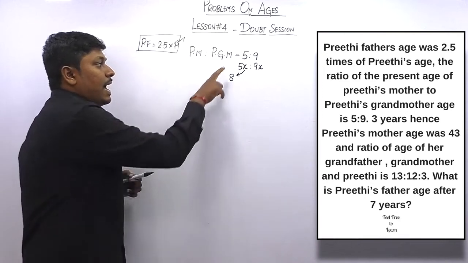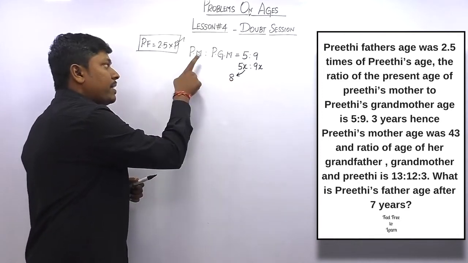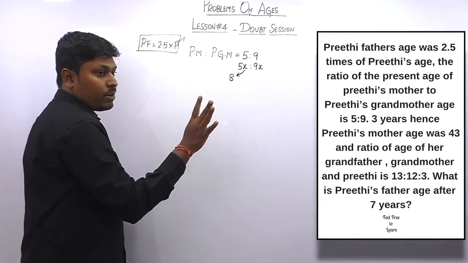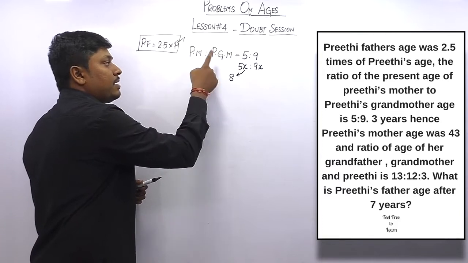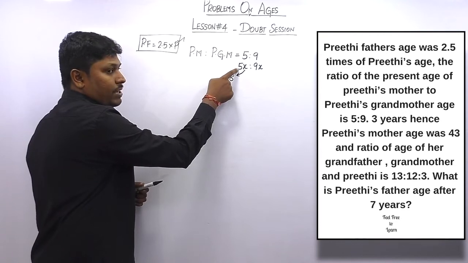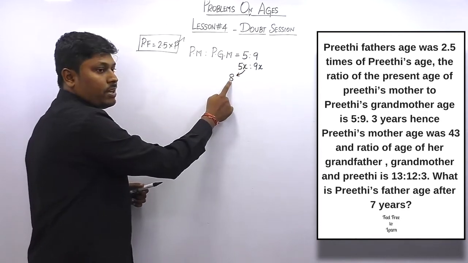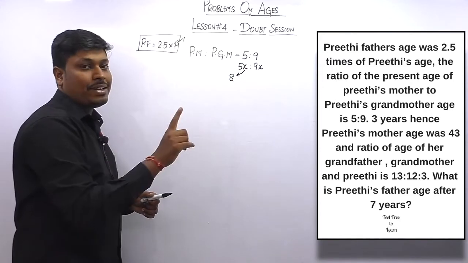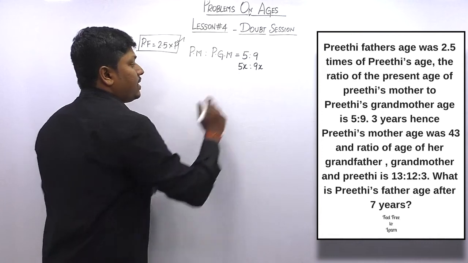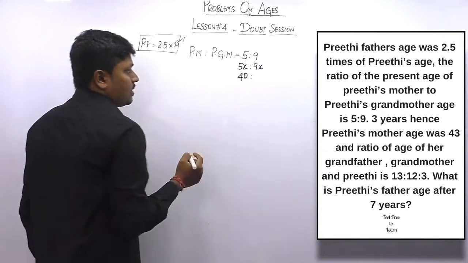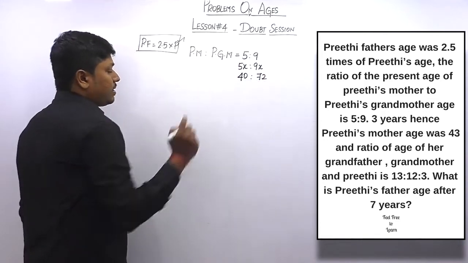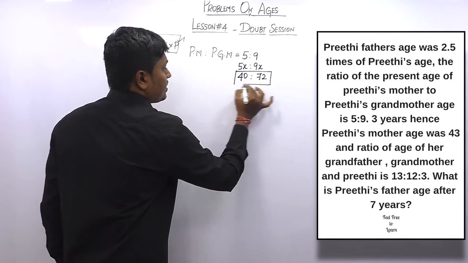What they are saying is from this point, after 3 years, Preeti's mother's age is 43, then before 3 years definitely Preeti's mother's age will be 40. So we already know that Preeti's mother and Preeti's grandmother's ages are in the ratio 5:9. Now we know that Preeti's mother's age is 40. So definitely 5 into 8 will be 40. So we can say the value of x should be definitely 8. So 8 5s are 40, which will be Preeti's mother's age. Similarly 9 8s are 72. So 72 will be Preeti's grandmother's age. So finally we found 40 and 72.